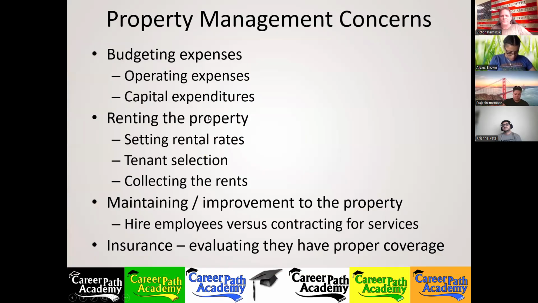All right. So property managers deal with budgeting expenses, the operating expenses, capital expenditures, renting the property, setting the rental rates, tenant selection, collecting the rents. They could be tasked with these things, but not necessarily. It depends what it said in the property management agreement. Maintaining and improving the property, hiring employees versus contracting for services.